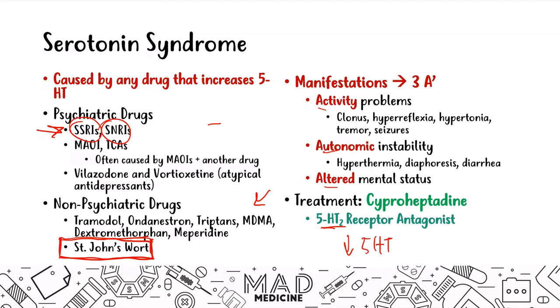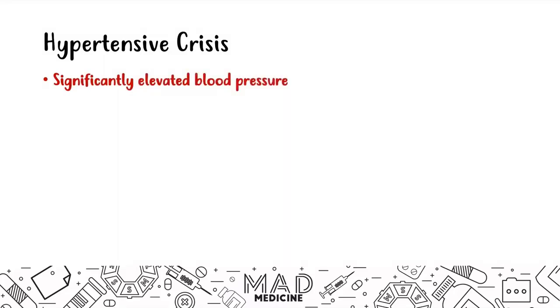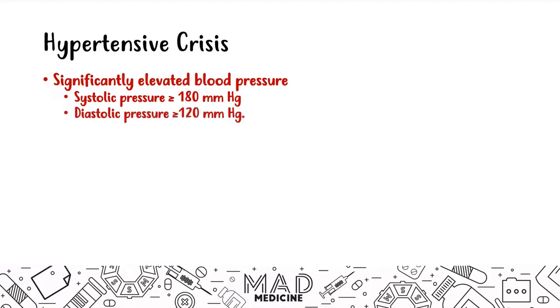The next emergency is going to be hypertensive crisis. Now, hypertensive crisis is defined as someone having a significantly elevated blood pressure with a systolic over 180 and a diastolic over 120. So the key giveaway is going to be someone who presents with blood pressure greater than or equal to 180 over 120. That's the key giveaway. Now, usually this occurs in patients who are taking MAOIs along with something else. We're going to talk about that right now.